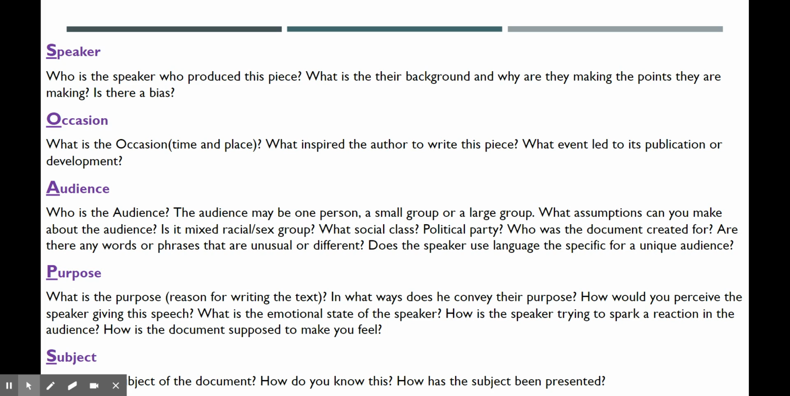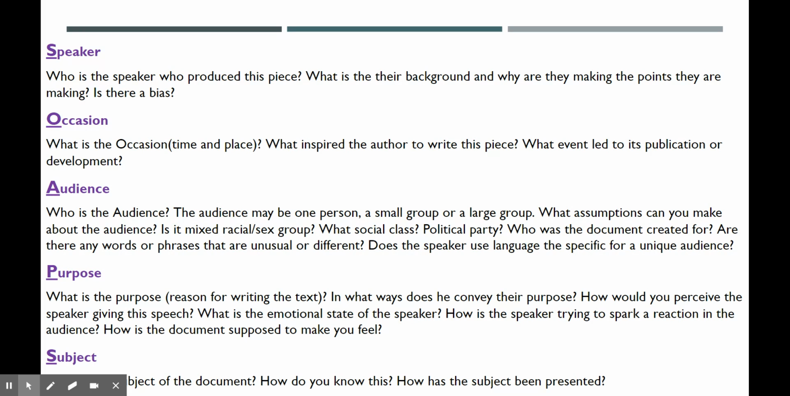P is for purpose. So what's the purpose? Is it to inform, to explain, to suggest, to argue, to persuade? Understand, arguing and persuading are two different things. To argue is to just prove your point. To persuade is to convince the reader that you are right. Okay? So it's like an extra step. So we take a look at the purpose.